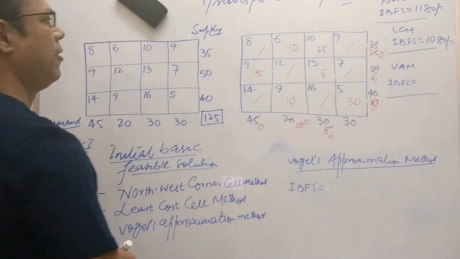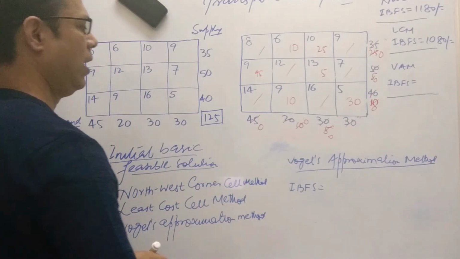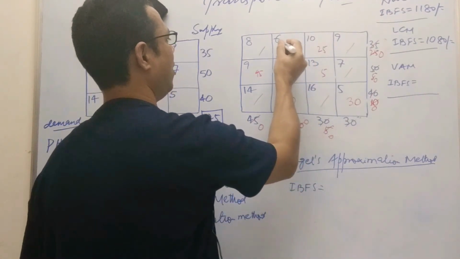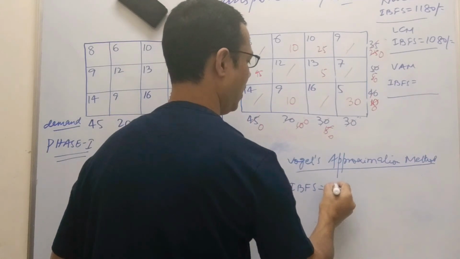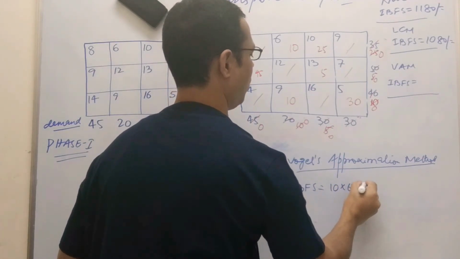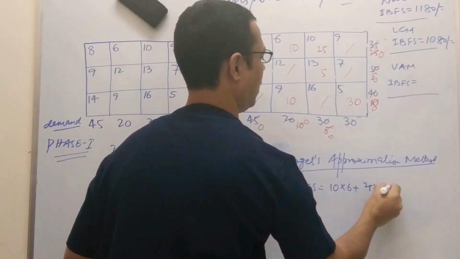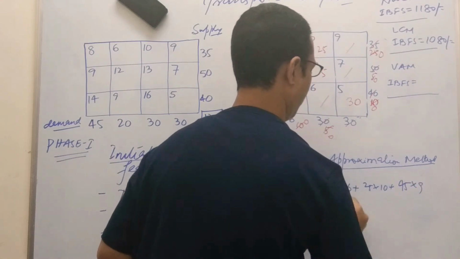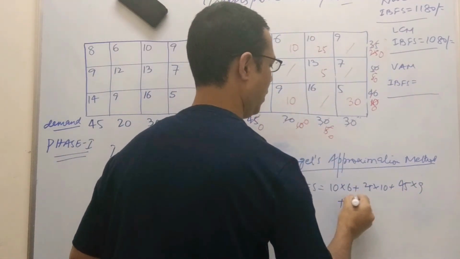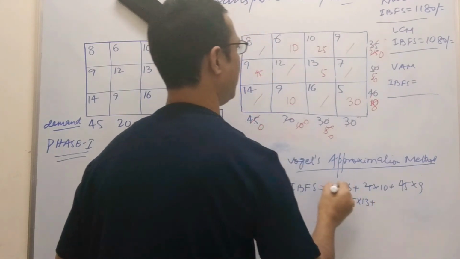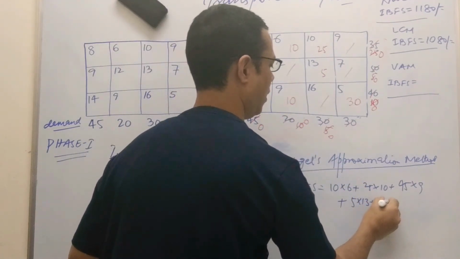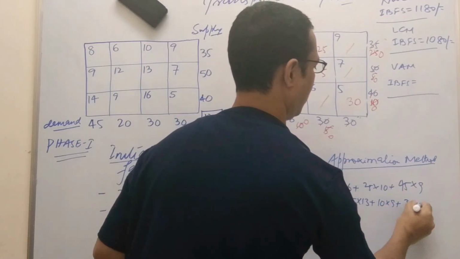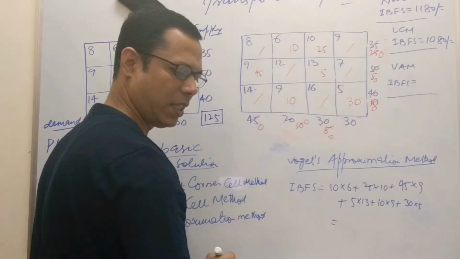Okay, fine. So now we'll see what is the result of the initial basic feasible solution. Same procedure for the allocated cells: 10 into 6, plus 25 into 10, plus 45 into 9, plus 5 into 13, plus 10 into 9, plus 30 into 5. If you are going to solve this problem, you will get the result 1020.